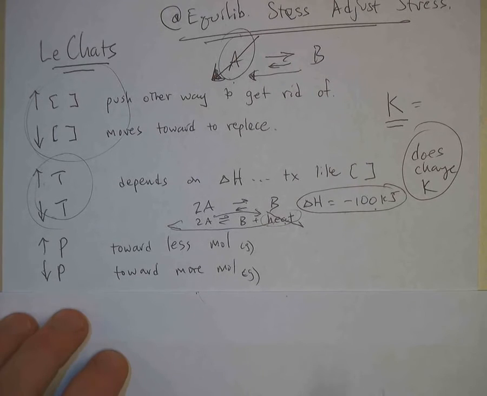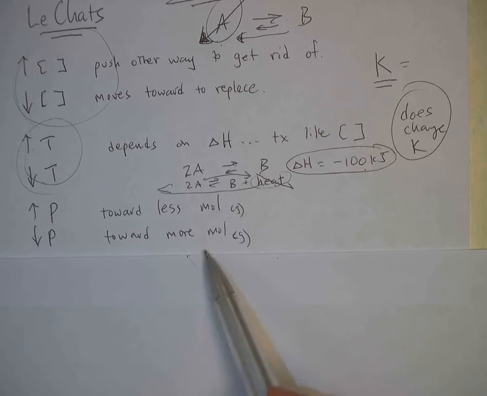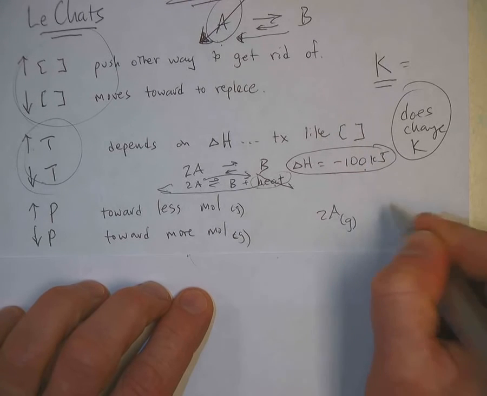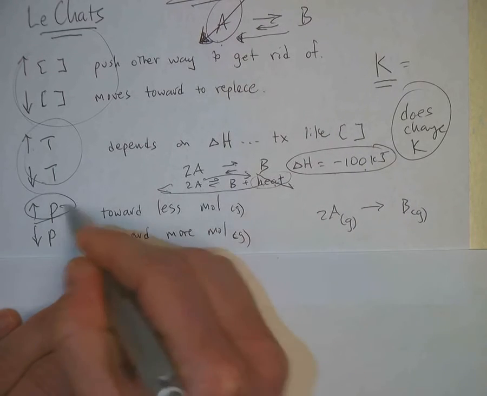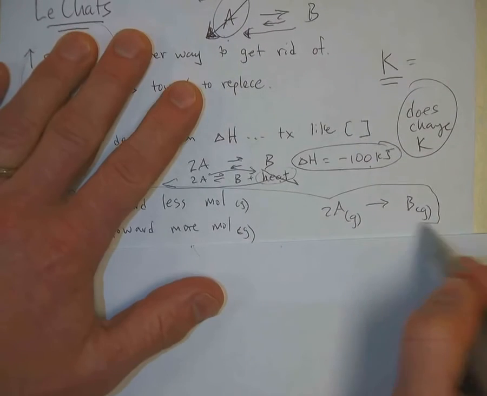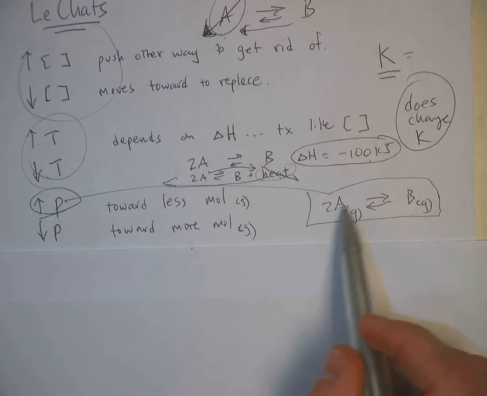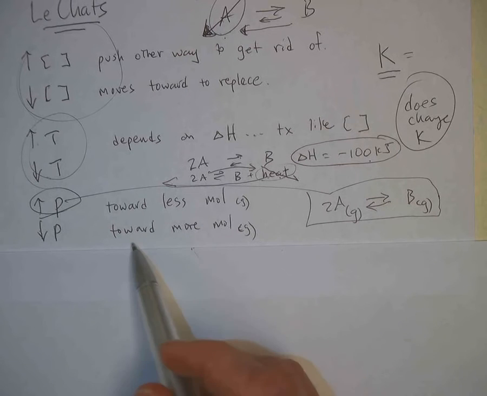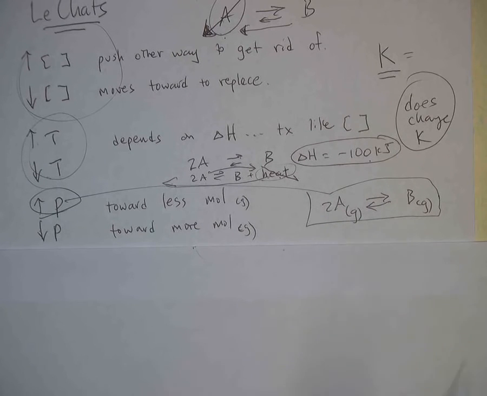Lastly, how about if I change the pressure? Well, if I increase the pressure, I shift towards less moles of gas. If I decrease the pressure, I shift towards more moles of gas. So it's adjusting to reduce that stress. So if I've got 2A gases goes to B gases, and I increase the pressure of this equilibrium right here, I should put 2 arrows there, I will shift towards less moles of gas, so it should shift to the right. If I decrease the pressure, I should shift towards more moles of gas, and therefore I'll shift to the left and increase the amount of A.